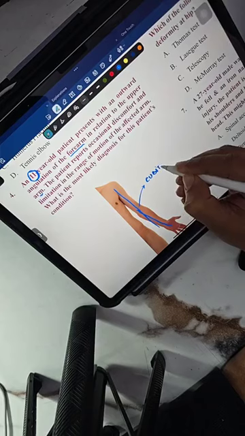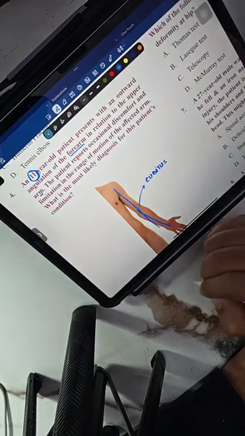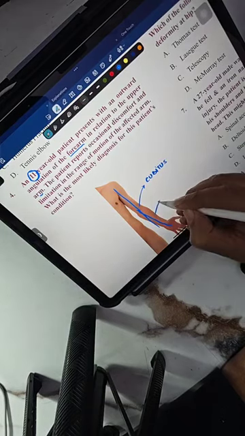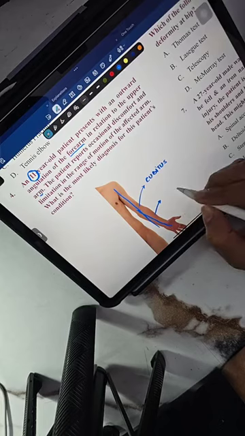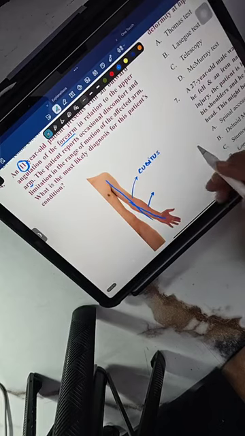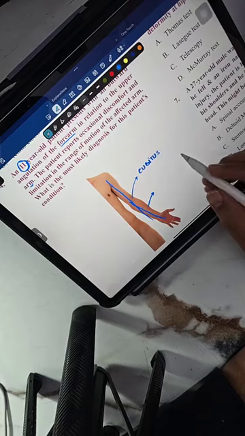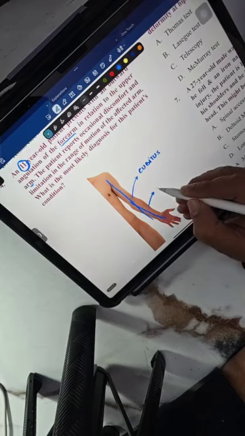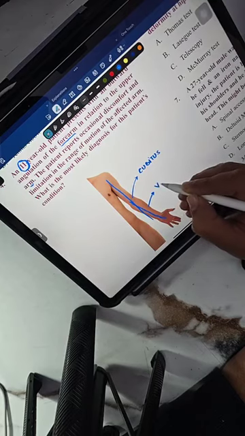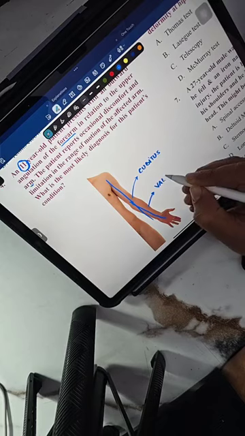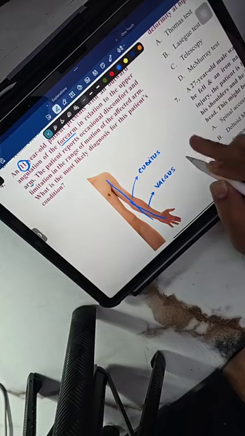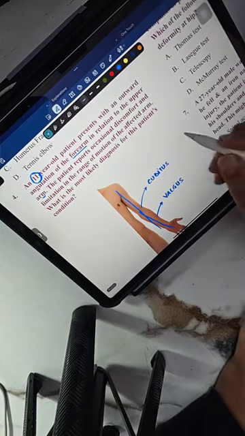First word, cubitus. Yeah. Second one, cubitus... Valgus. Why valgus? Because it's going laterally. Very good. What is going laterally, the arm or the forearm? Forearm. Very good. So it is cubitus valgus. Very good. Where do we see cubitus valgus? In which condition?